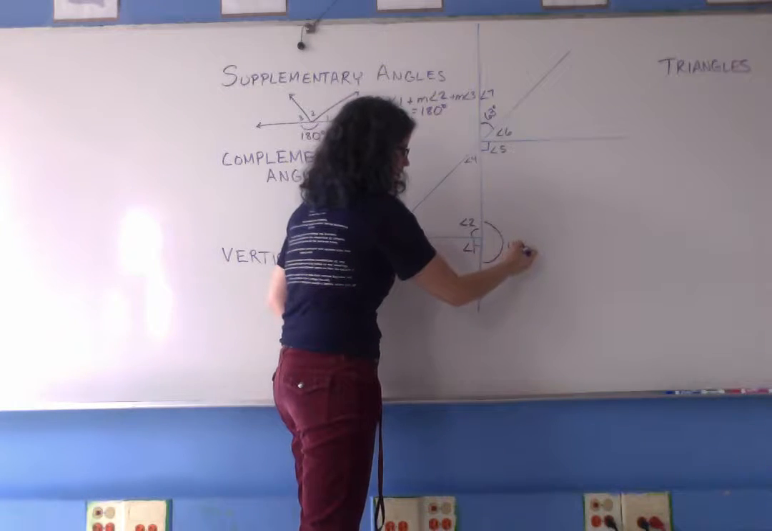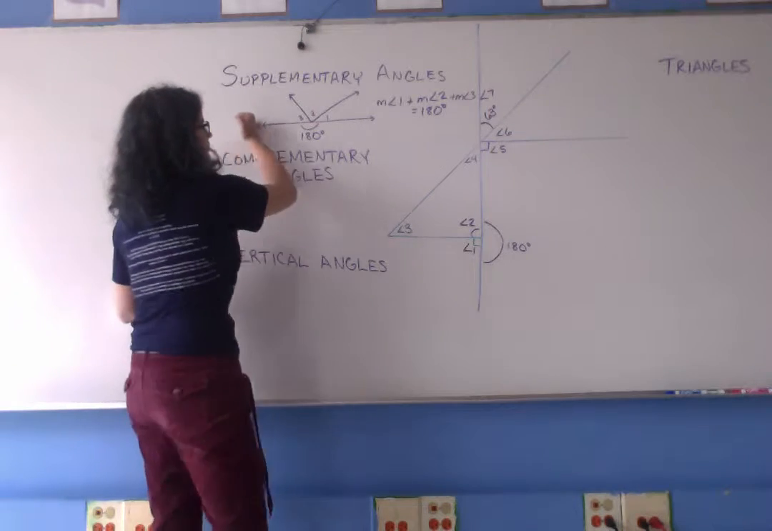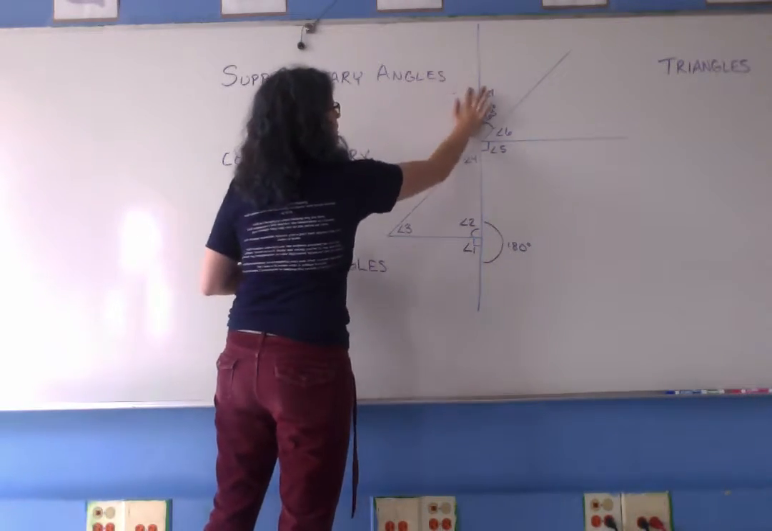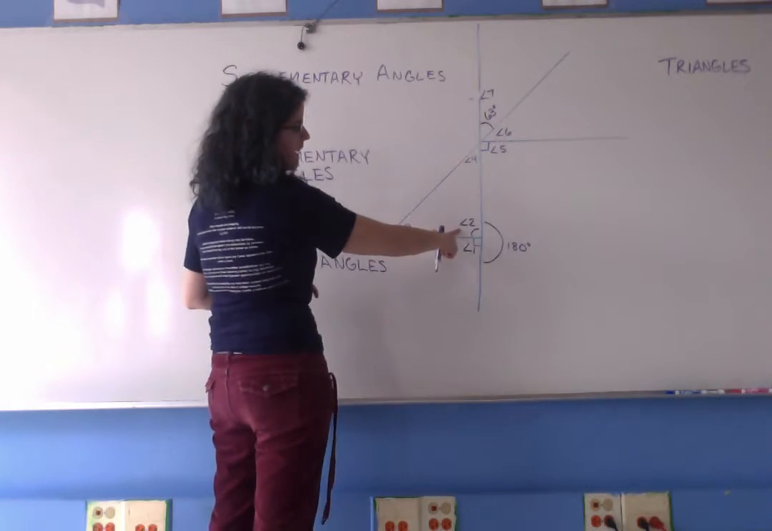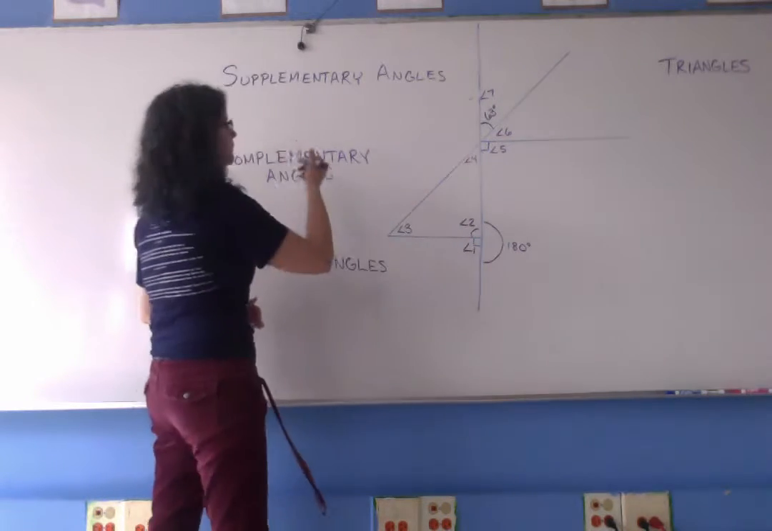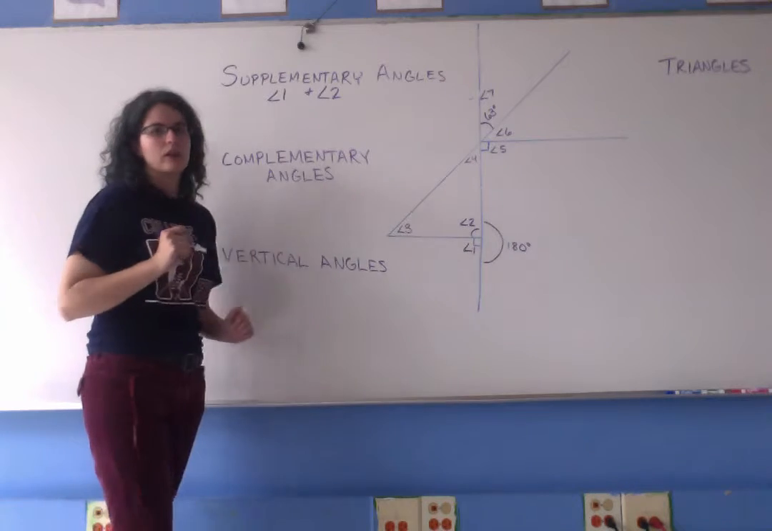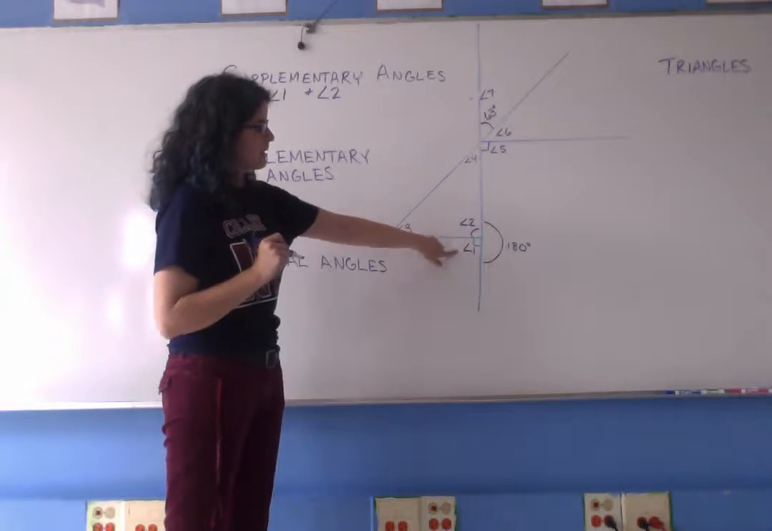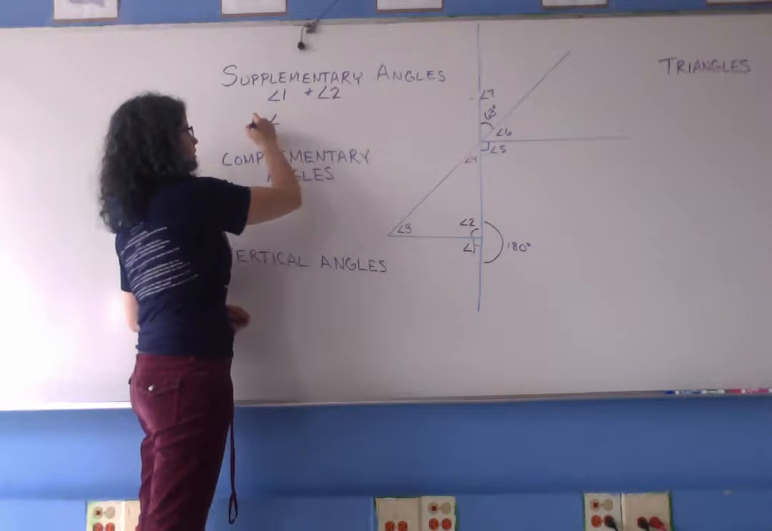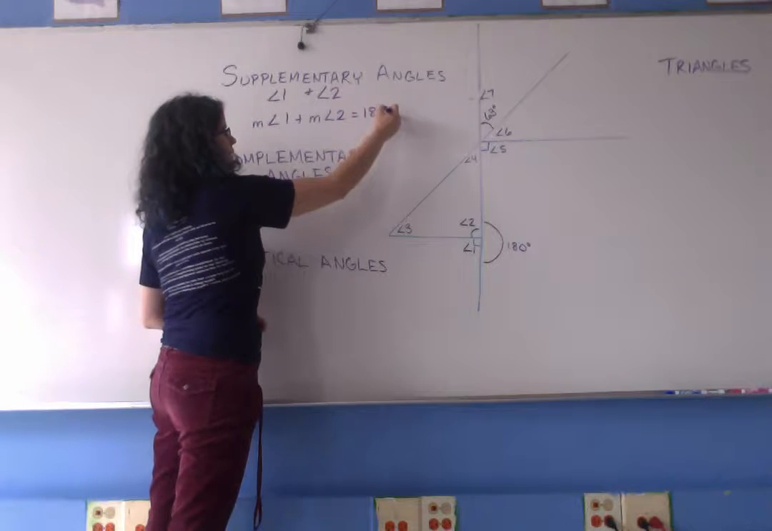I know that this is going to then measure 180 degrees. Given that, I can say that angle 1 and angle 2 are supplementary, because when I put those two angles together, I form a straight line. So I can say angle 1 and angle 2 are supplementary angles. That means that the measure of angle 1 plus the measure of angle 2 needs to equal 180. Measure of angle 1 plus measure of angle 2 has to equal 180 degrees.